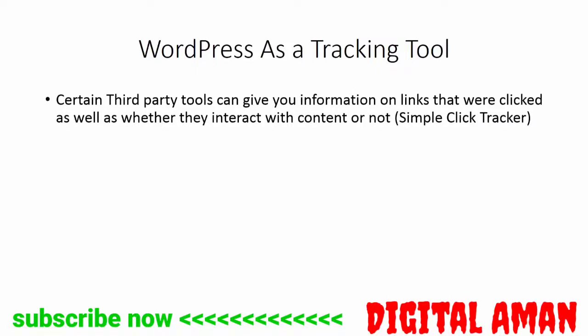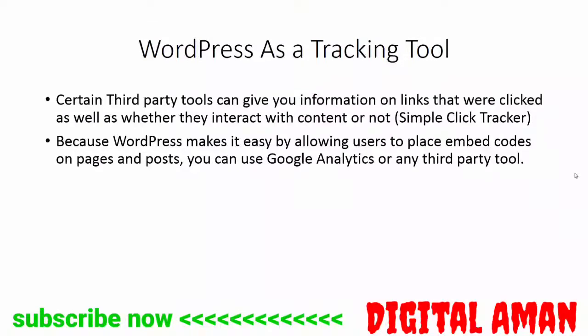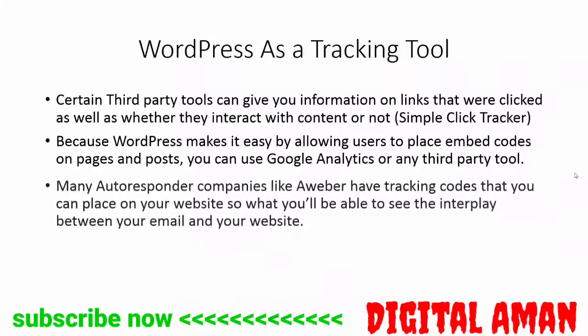Certain third-party tools can give you information on links that were clicked, as well as whether or not they interact with the content or not. Tools like the simple click tracker. Now, because WordPress makes it easy by allowing users to place embed codes on pages and posts, you can use Google Analytics or any third-party tool.